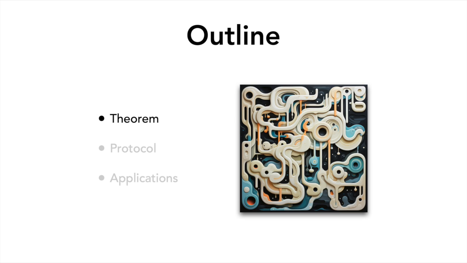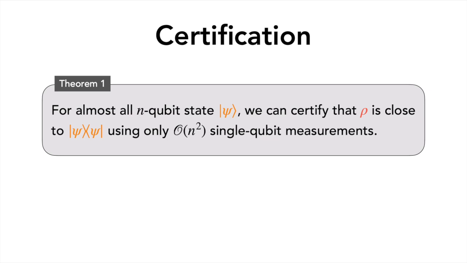Theorem 1 on page 28 essentially proves the following. It proves the affirmative answer to this open question that I just briefly mentioned earlier. The theorem statement says that for almost all n-qubit states, here the state means the state we have in mind, we can check if the state that lives in the real world is close to the state we wanted to create, the one we have in mind, using only a number of single qubit measurements that only scales quadratically in the system size.